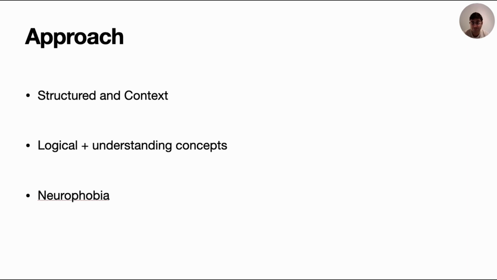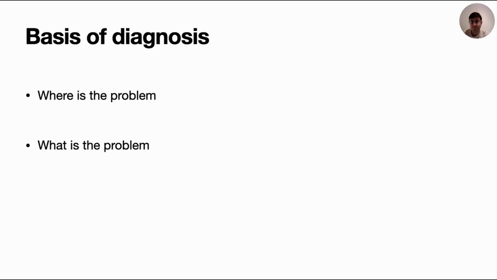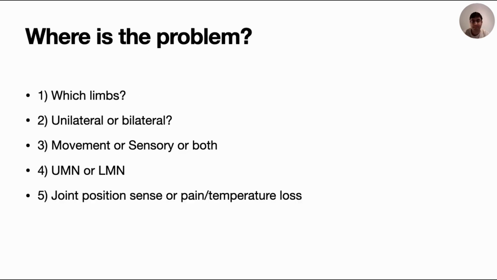I know a lot of students fear neurology, and I think a lot of that comes from not understanding these basic concepts, and hopefully this lecture will help to alleviate some of those fears. So, to start off with, in neurology we're always trying to answer two questions. Where is the problem, and what is the problem? If you're able to do those two things, you've done your job as a neurologist. So this lecture is going to focus on where is the problem, which is always the first step.